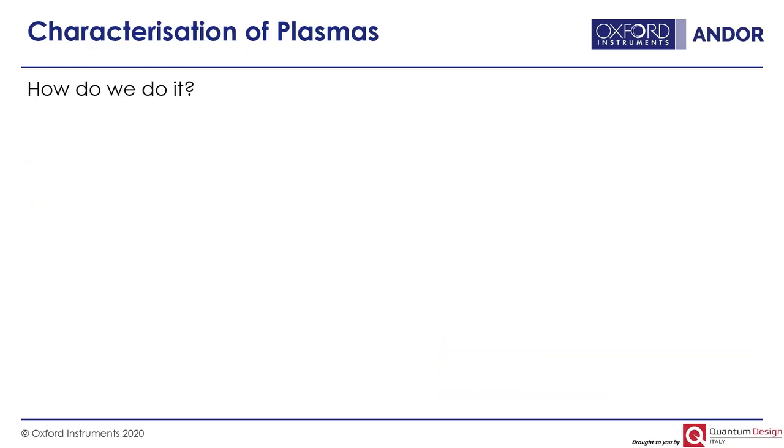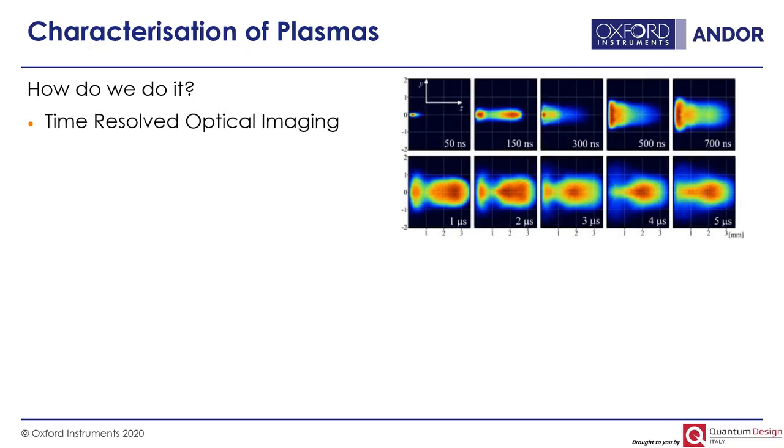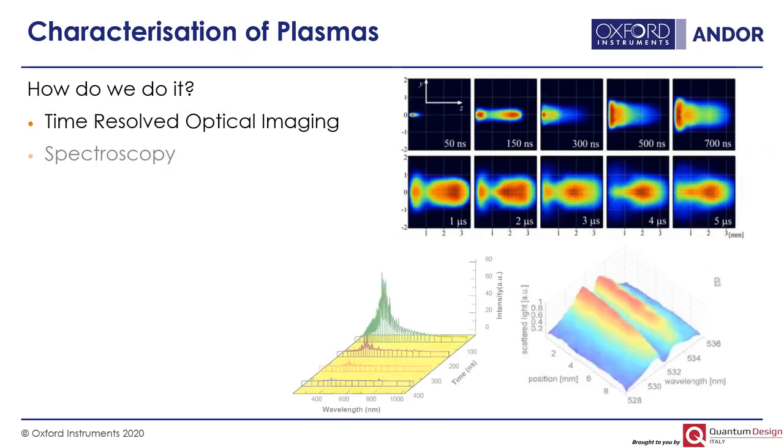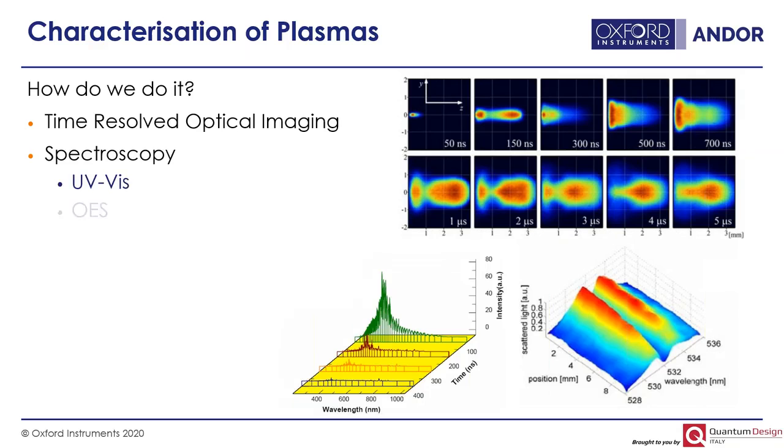And so typically, how do we normally do this? Well, there's several choices. We may be looking at time-resolved optical imaging, so, for instance, actually physically watching how the plasma evolves over a short lifespan. It could be of the order of nanoseconds or picoseconds. We could be doing spectroscopy on our plasma, which is obviously quite a big one. We could be doing UV-Vis, optical emission spectroscopy, XUV, X-ray, PLIF, Thomson scattering, just to name a few. Obviously there are very many different types of spectroscopy that we typically use to characterize our plasmas.